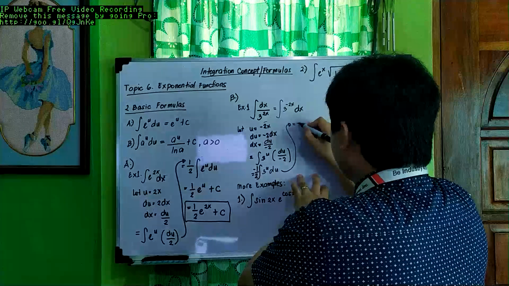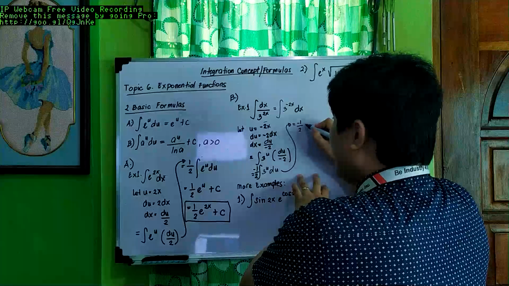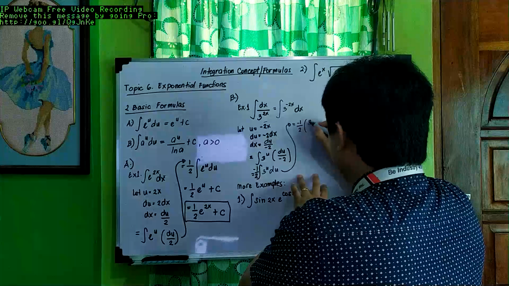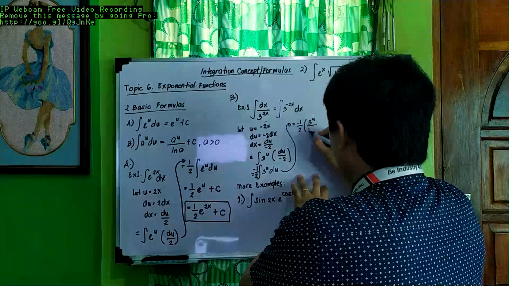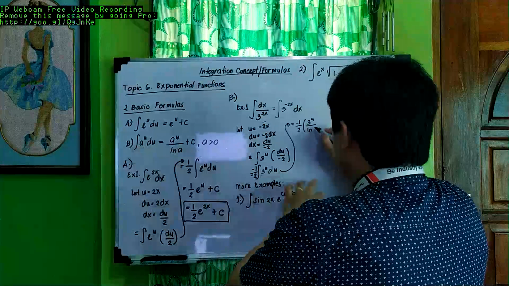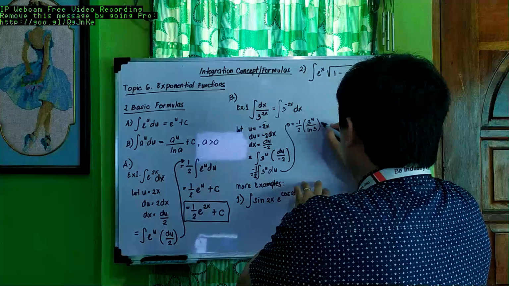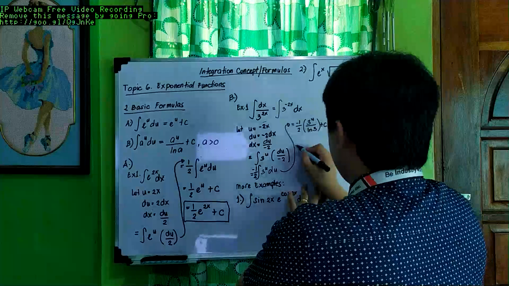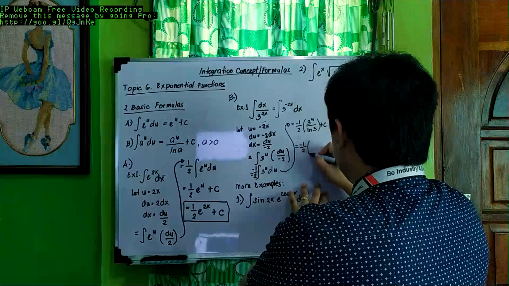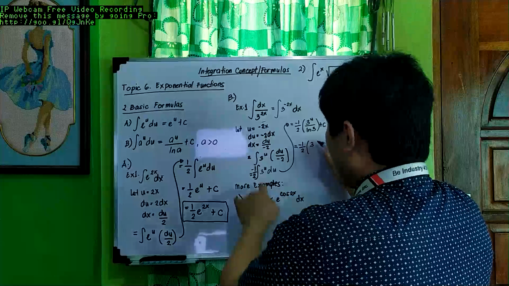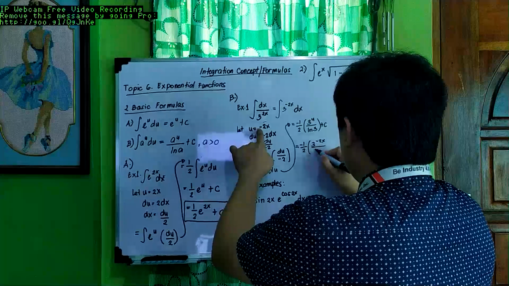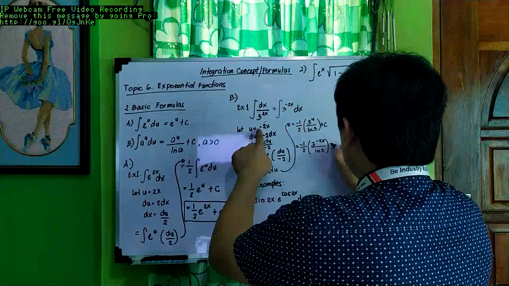So therefore, you have negative 1/2. What is our answer? Multiplied by 3^u over ln of what is our a? The a is our 3, plus c. Then we substitute the value of u. We have 1/2 times 3 raised to the power of negative 2x over ln 3 plus c.